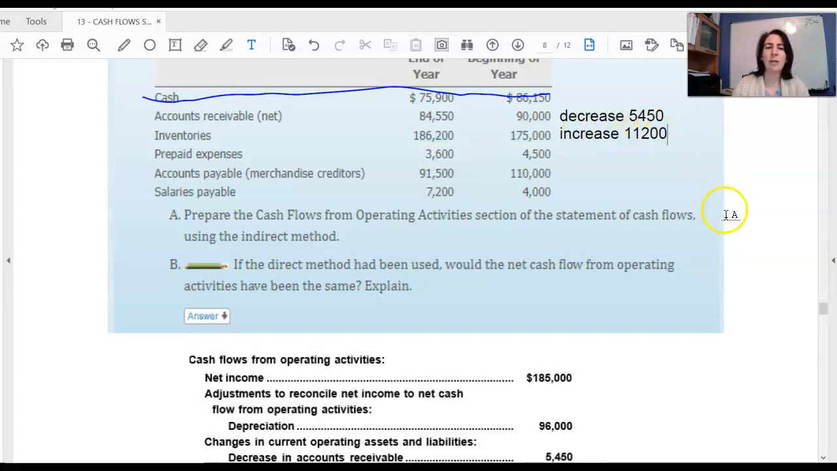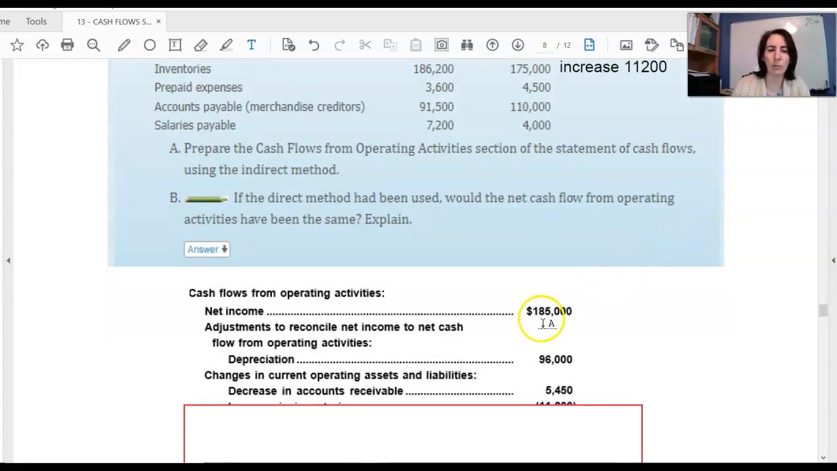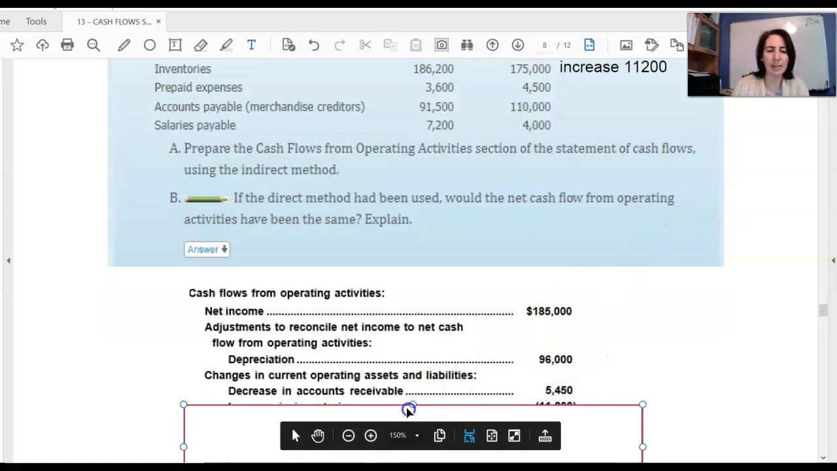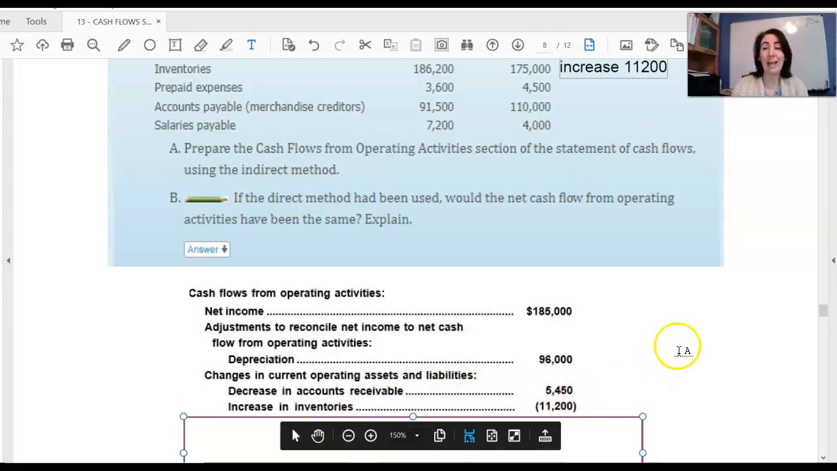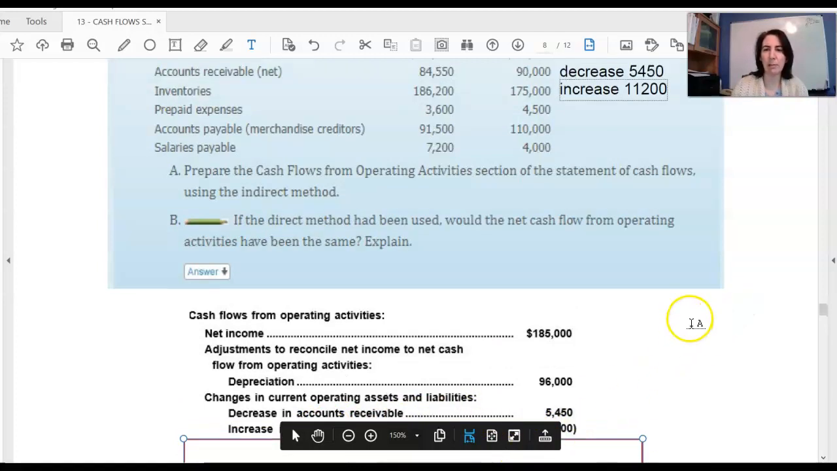Okay, so now inventories. How did inventory go up? Inventory went up because we had to buy more inventory. So if you increase your inventory, what happens to your cash? It means you have a decrease to your cash. Like I said, this is thinking about it in the most simple terms. I get that you could have owed the money, things like that, but just bear with me. So an increased inventory would be an outflow of cash.